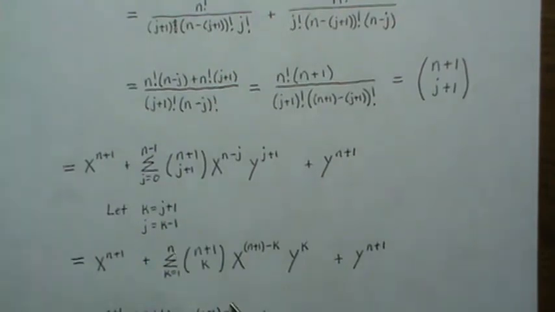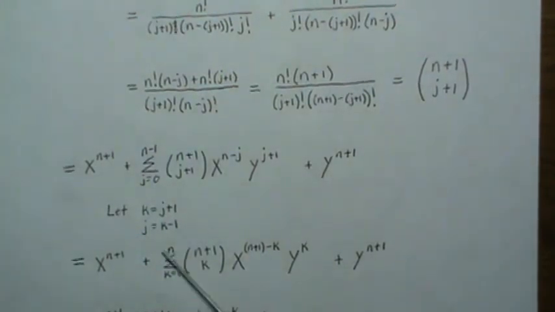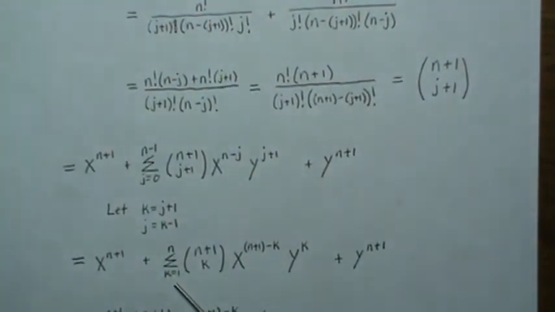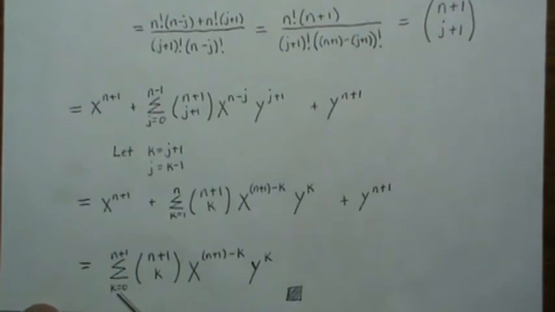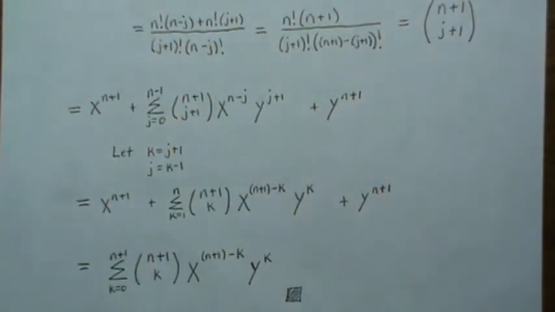Okay? But this formula here, when k is 0, it actually reduces to this. So we could take this piece and put it in here and go from k equals 0 to n. But if we were to go from 0 to n plus 1, we would actually grab this piece too, which is this. So we go from k equals 0 to n plus 1 of this, and that's what we needed to show that the binomial theorem is true.